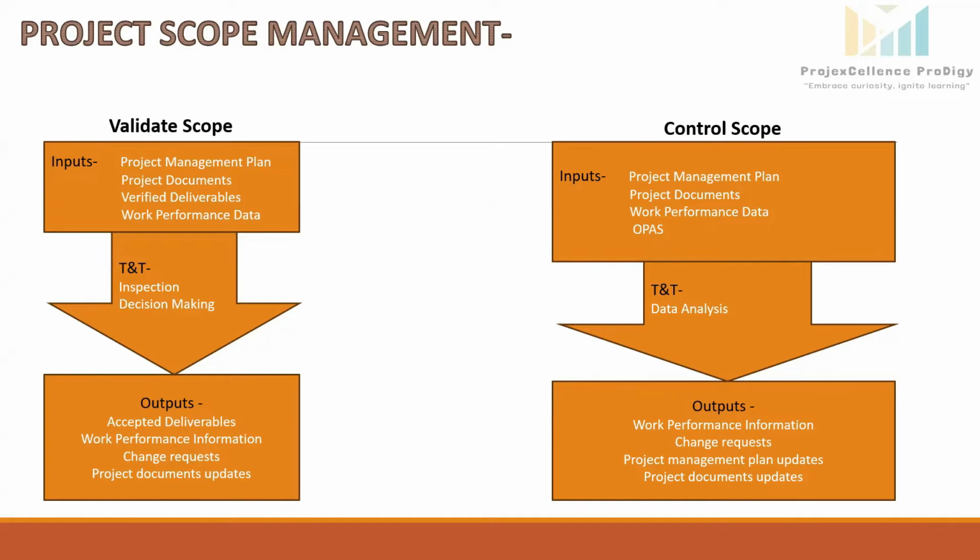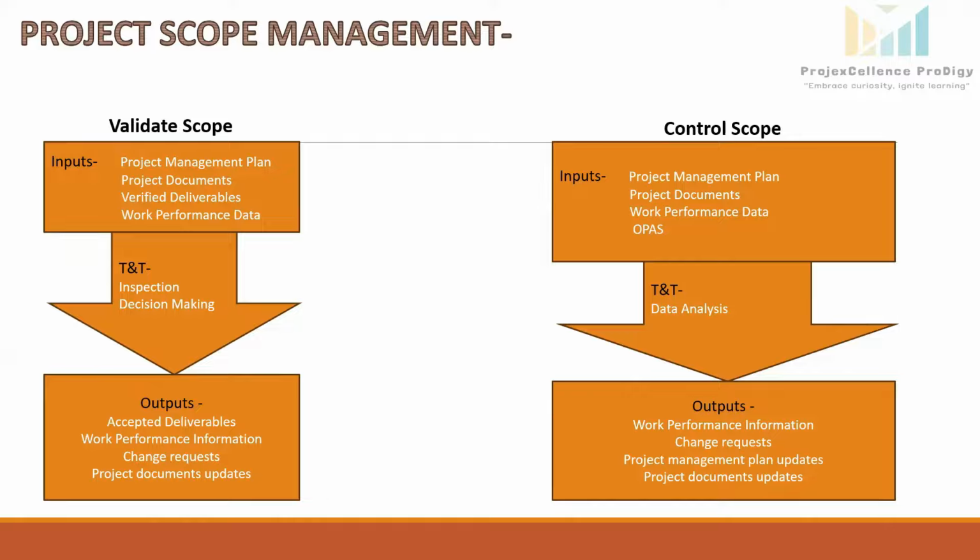Work performance data is another crucial input for the control scope process, which provides information on project performance, including scope performance and any deviations from the planned scope. Tools and techniques: data analysis is a tool and technique for this process. We conduct variance analysis, which compares the baseline to the actual results and determines if the variance is within the threshold amount or if corrective or preventive actions taken are appropriate.